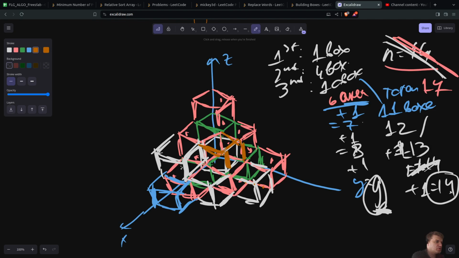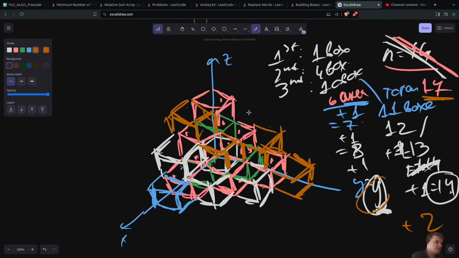Yeah, continue adding boxes. One was here, the second was added here. So now I have +2 boxes in total, but I haven't used additional area. And in order to make it 17, I need to go further one level and start adding boxes here, and then continue adding boxes on top of that one. And then this is +2.